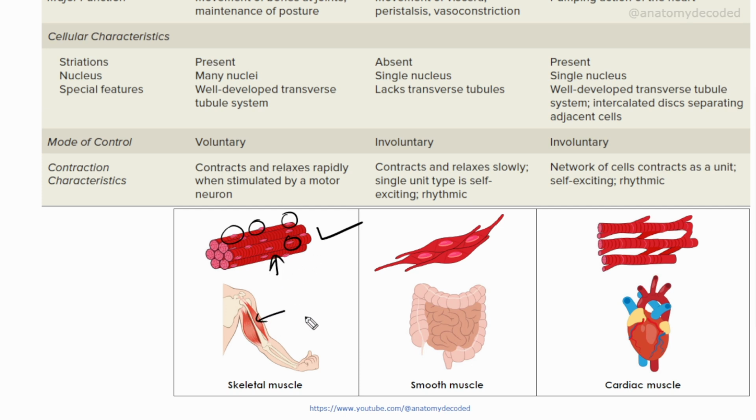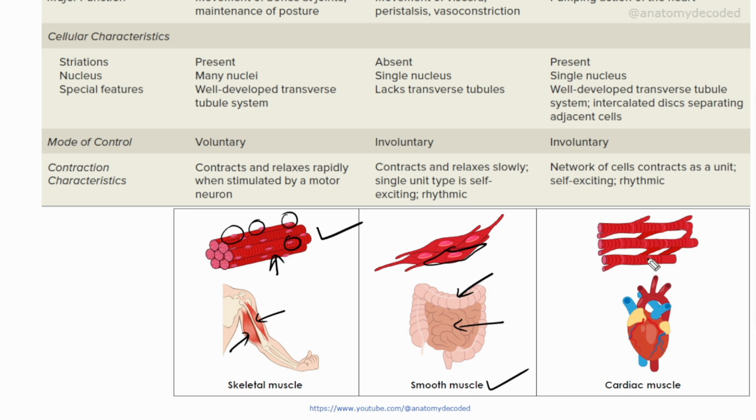An example is the biceps brachii, which is present on the anterior aspect of the arm. On the posterior aspect of the arm, there is a muscle called the triceps brachii. Okay, smooth muscle: look at the muscle fiber with a single nucleus, present in the wall of the organs. Which organ is this? This is the large intestine, this is the small intestine. The walls of these organs will have smooth muscle.